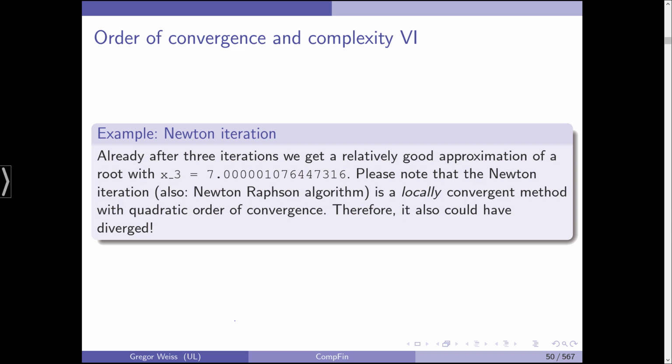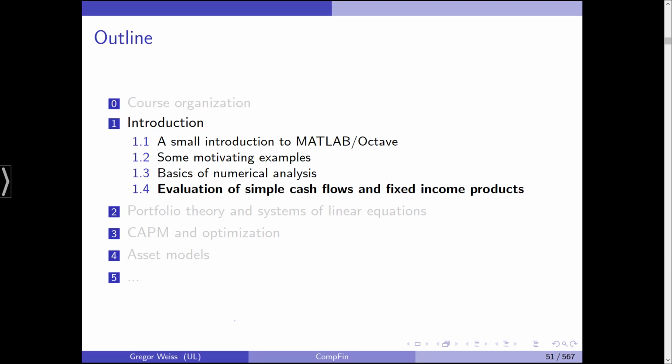If we had used a different starting value, we would have probably found a different root. We have 8, 1, 2, 3, 4, 5, 6, 7, 8. So it could have also diverged to a different root, or it might not have converged at all. That's one thing to keep in mind here.